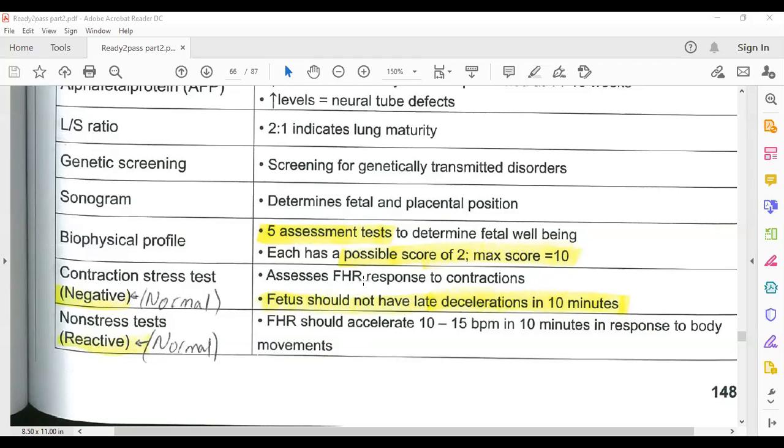So this is the very basic information about maternal newborn nursing.